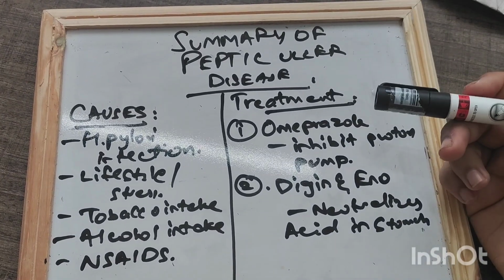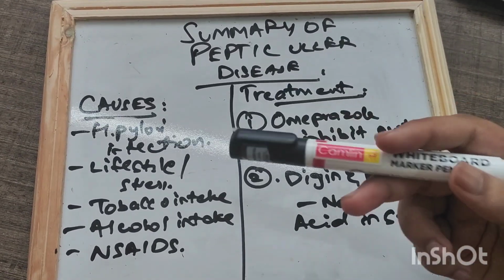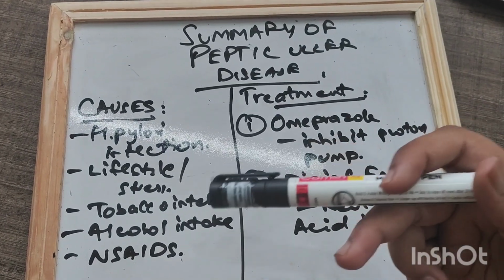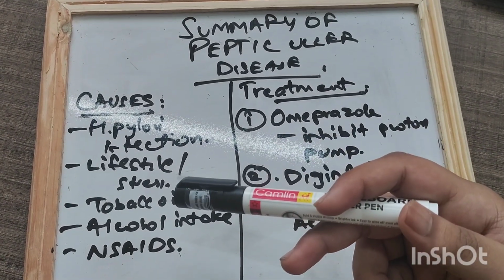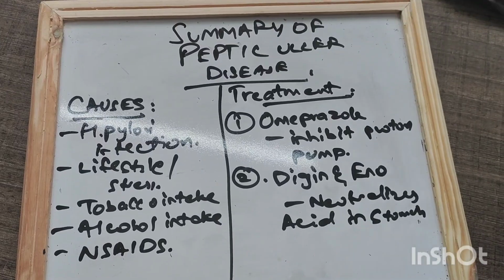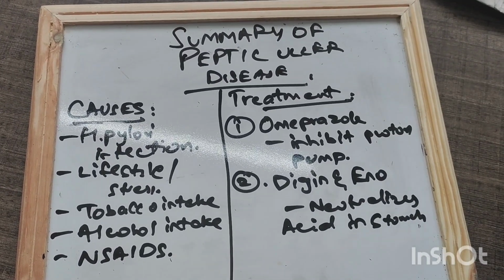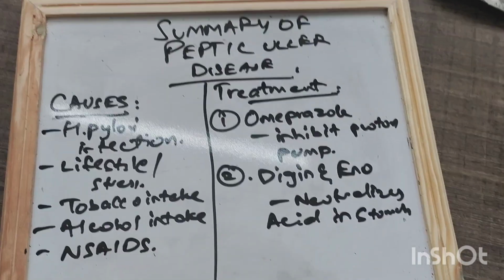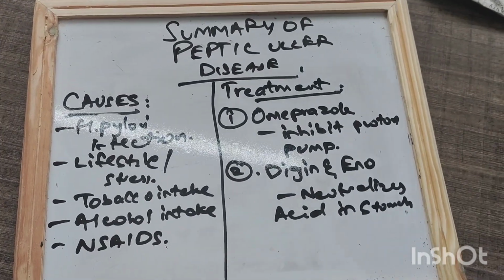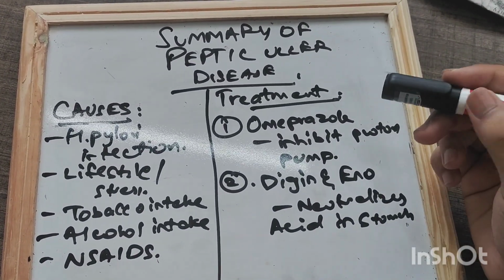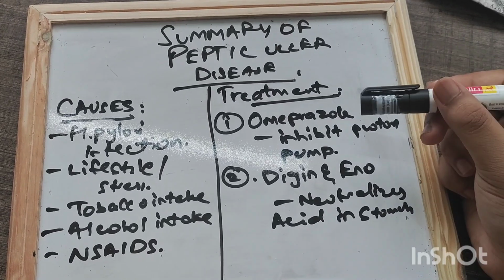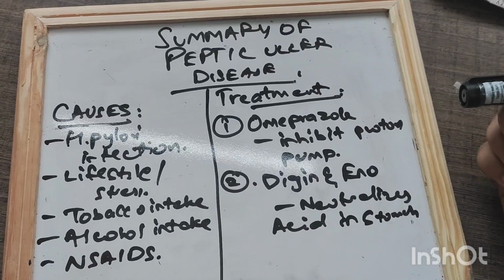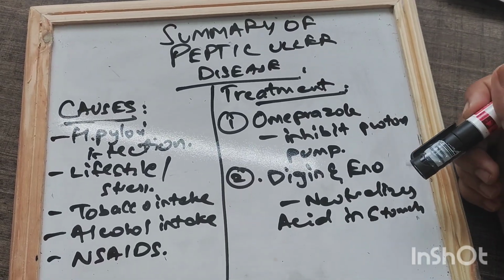To sum up this peptic ulcer disease, it is caused by H. pylori infection, lifestyle or stress, tobacco intake, alcohol intake, and non-steroidal anti-inflammatory drugs. The logic behind the treatment of any peptic ulcer disease is to reduce the number of H plus ions present in the stomach lumen. Which are these drugs? Omeprazole, Digene and Eno. Omeprazole inhibits the proton pump. Digene and Eno neutralize the acid in the stomach.